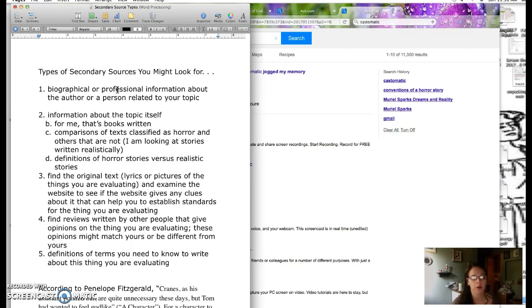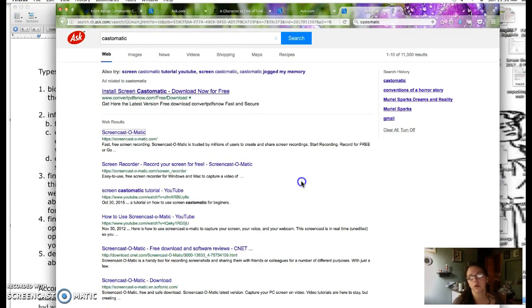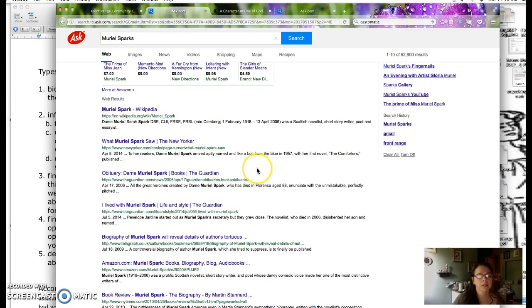She's the horror writer, and I'm comparing these two because I want to argue, by looking at Spark's novel, that she's writing horror the same as Shirley Jackson. So one thing that I might look for in secondary sources is biographical or professional information on either author. But since my focus is going to be on Muriel Spark and trying to prove that this one novel I've read is actually like horror, I'm going to look her up. You'll notice I'm clicking on this tab and I've searched for Muriel Spark, and of course I'm getting lots of different articles on Muriel Spark.